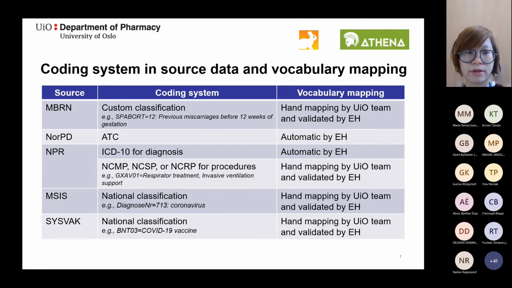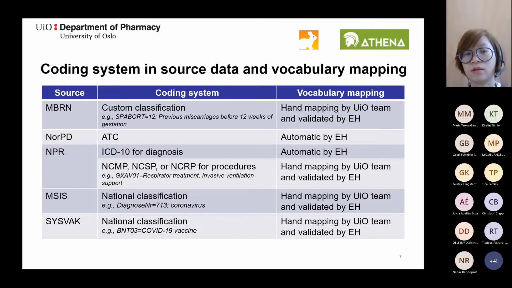And in NoPD, we don't use a custom classification, but ATC, so it was automatically mapped by Edens. In APR, we have two different types of classification. ICD-10 for diagnosis is very straightforward, and it was mapped automatically by EdenceHealth using the community mapping. In addition to that, we use some code classification for procedures, for example, the NCMP that I also see in the FinOMOP, where we have a code related to a certain condition. For example, this one related to respiratory treatment, invasive ventilation. It's not the international, it's the national classification, so it was also mapped using hand mapping by the UIO team and validated by EdenceHealth.